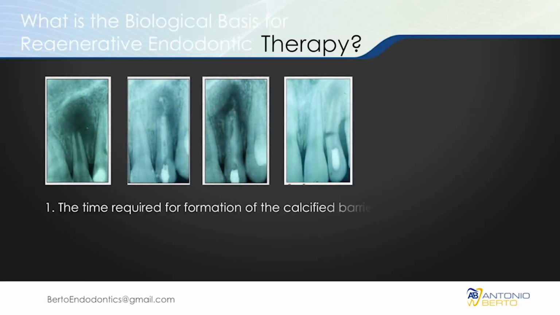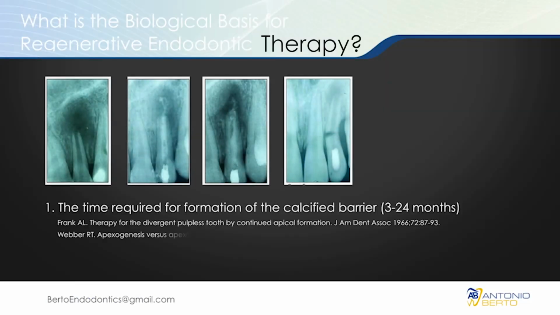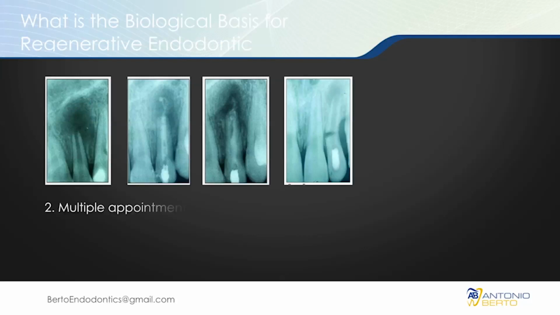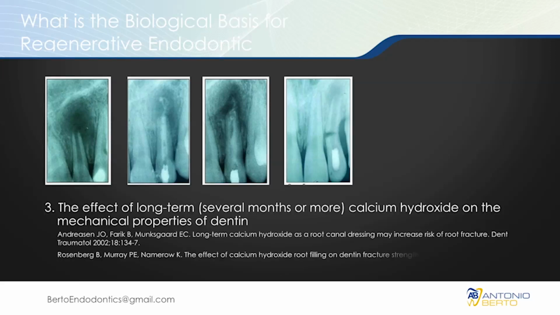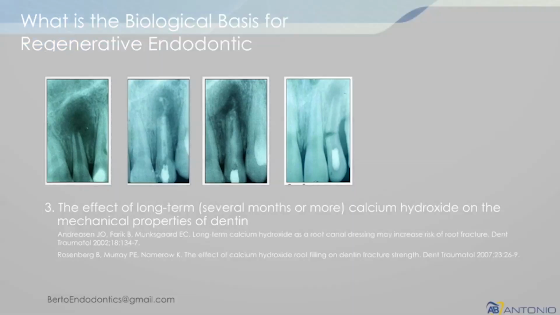When we look at this case, historically, what we would try to do is use multiple visits of calcium hydroxide to obtain a plug apically and eventually fill the root canal with our gutta-percha or filling material. The problem with this treatment is that we will need multiple treatments with calcium hydroxide. The patient will have to be compliant, and multiple changes of calcium hydroxide have been shown to debilitate the mechanical properties of dentin.